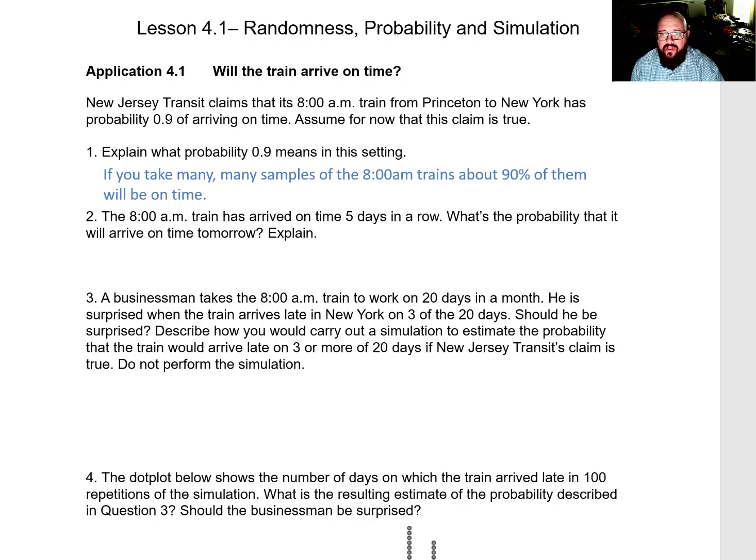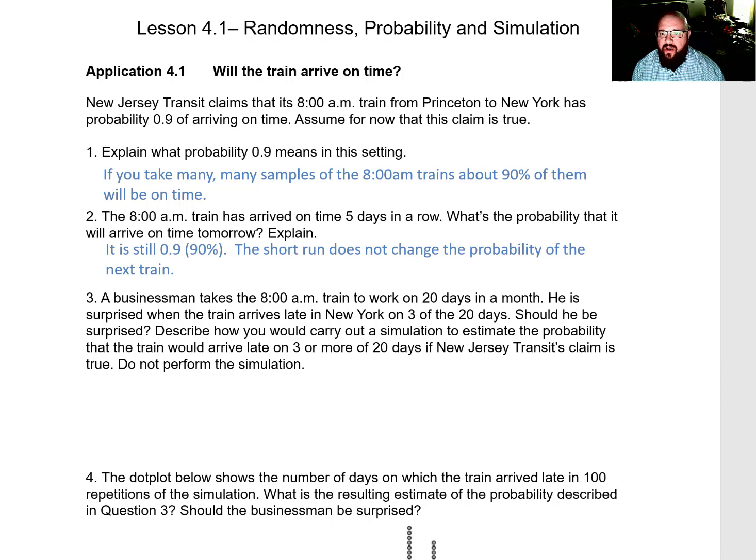So then it goes into the 8 a.m. train has arrived on time 5 days in a row. So it's got 5 days in a row. What is the probability that it will arrive on time tomorrow? Well, if you think about this, it's still 90%, right? It doesn't mean that anything has changed in what is going to happen for the next train.